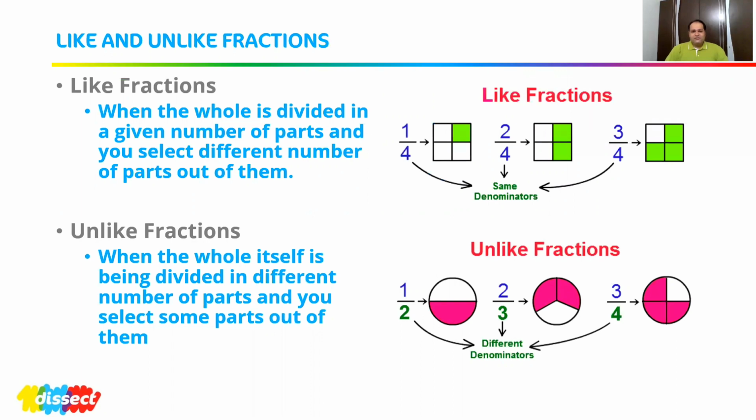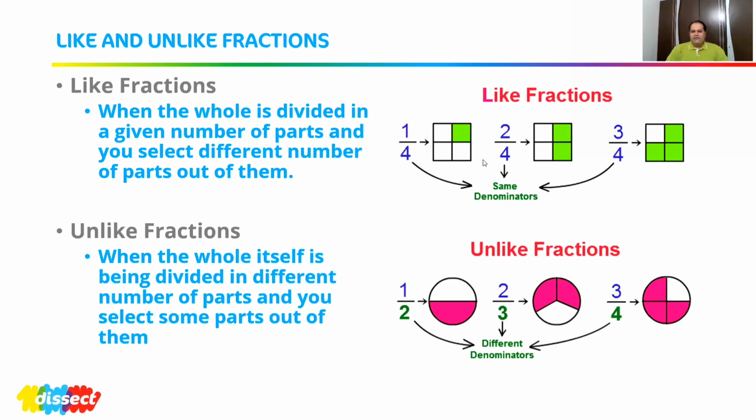So there are two broad categories of fractions, like fractions and unlike fractions. A very simple explanation of like fractions would be that they have same denominators. But what exactly is happening when we say that they have same denominators? Let us look at these three fractions, 1 by 4, 2 by 4, and 3 by 4.